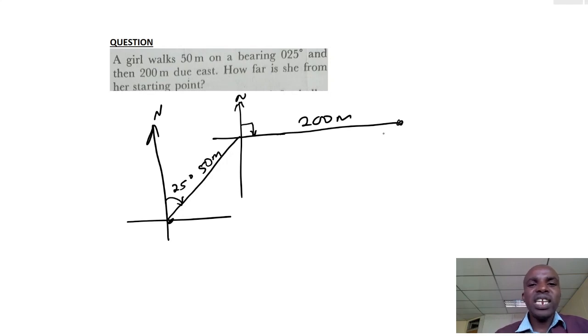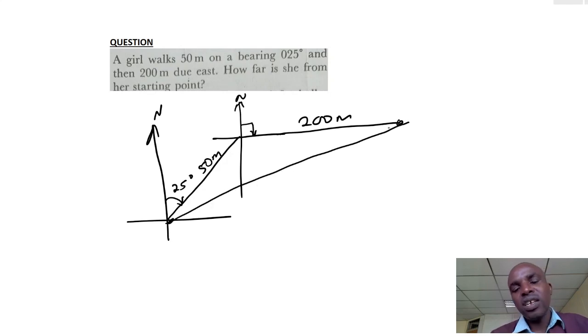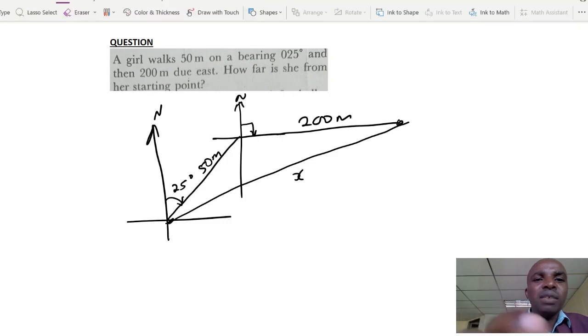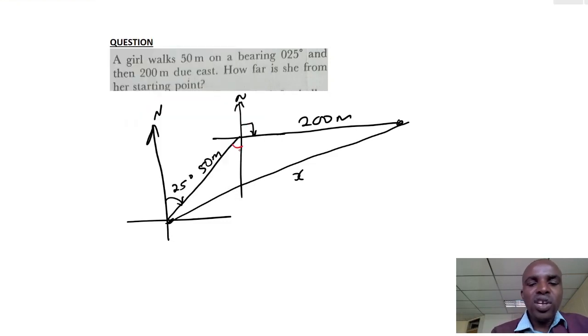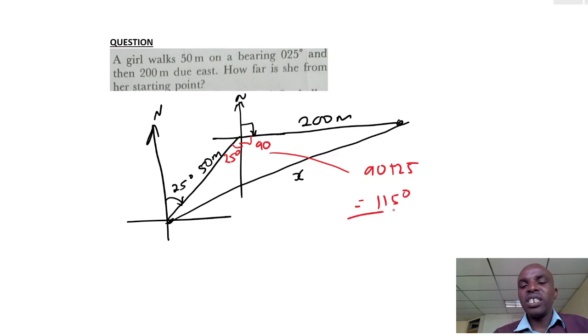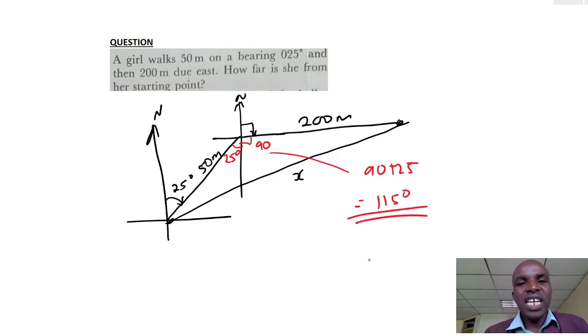Then what about our question? How far is she from her starting point? This is the distance. I can call it x. Then the angle that you have to find is the angle in between the two given sides. In this case, we have this angle, which is 25 degrees. Why? Because these are alternate angles. And this angle is actually 90 degrees. So my total angle that I have to use here is 90 plus 25, which equals 115 degrees. Then apply the cosine rule. You can now find your answer in this case.